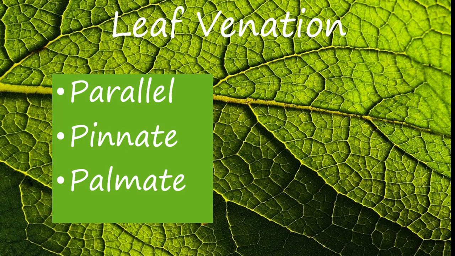All right, let's look at venation. We have parallel, pinnate, and palmate as the common venation patterns. Now the leaf behind in this picture right here is clearly a pinnate.